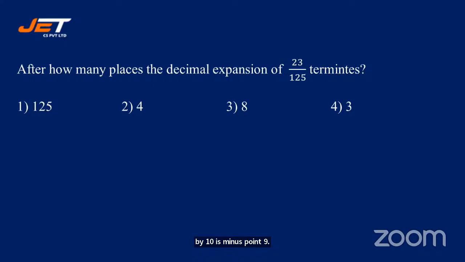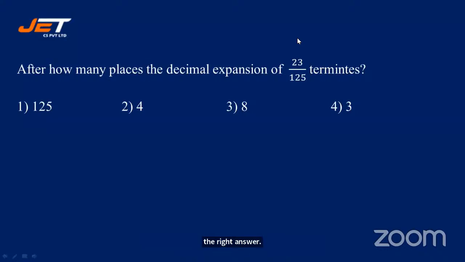After how many places the decimal expansion of 23 by 125 terminates? So just do 23 by 125 and see the number of places. I'm giving you time for this because this does require a minimum of 30 to 35 seconds. Please work out very carefully and do this very judiciously. All right. Let's see how many are giving me the right answer.